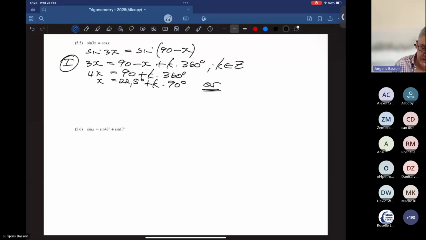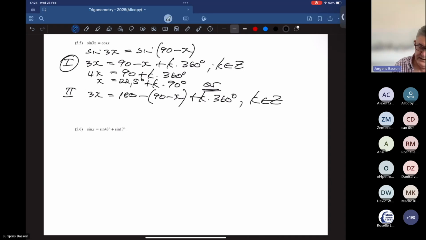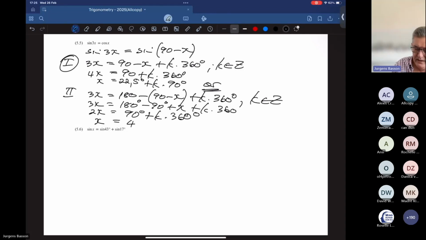Or we go to the second, and then we have 3x is equal to 180 minus (90 minus x) plus k times 360, k an element of z. So 3x is equal to 180 minus 90 plus x plus k times 360. That plus x, you take it across, we can change that to 2x. 180 minus 90 is 90 plus k times 360, and now we divide by 2. And that is 45 plus k times 180.